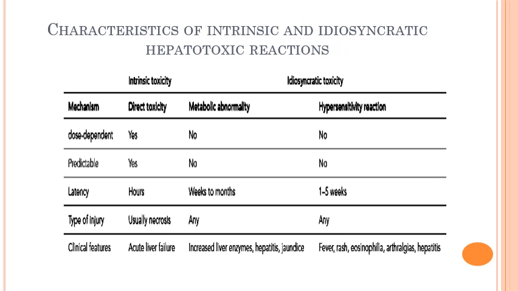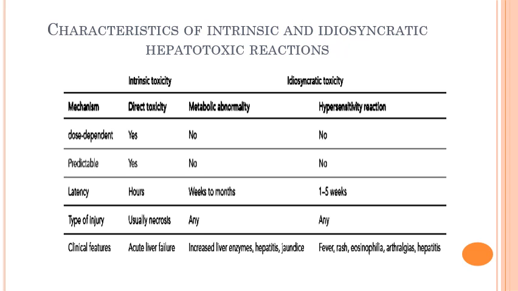If you go to the characteristics of dose dependency, the direct toxicity is dose dependent. If we increase the dose, the effect on the liver will be increased. However, the metabolic abnormality and the idiosyncratic toxicity are not dose dependent. We cannot control the dose in these situations, nor do they depend upon the dose of the drug. They can occur at any dose of the drug or the metabolic substance.